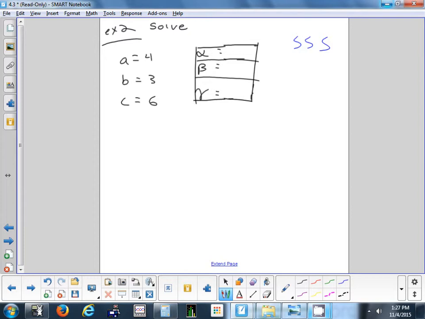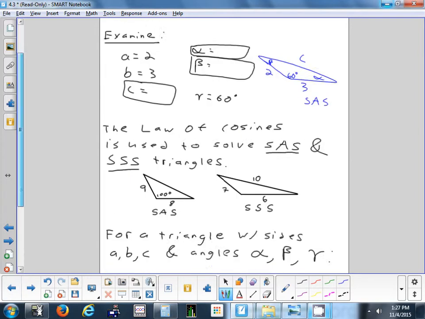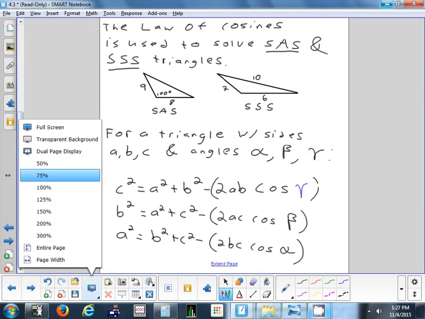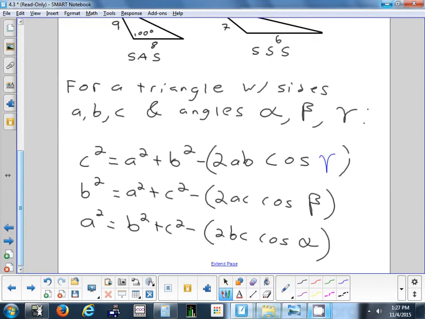All right, so I know all 3 sides. Which version of the law of cosines should I use? Yeah, any of them. If you know all 3 sides, you know everything up to the word cosine in every formula. So you can pick any one you want.